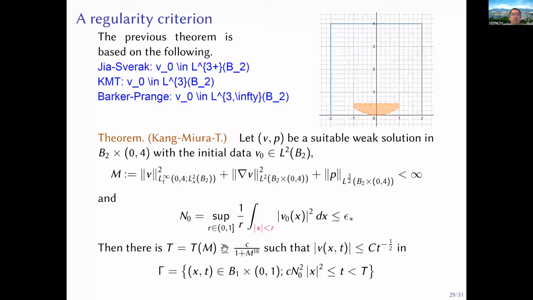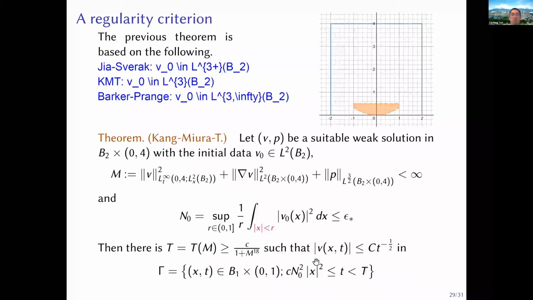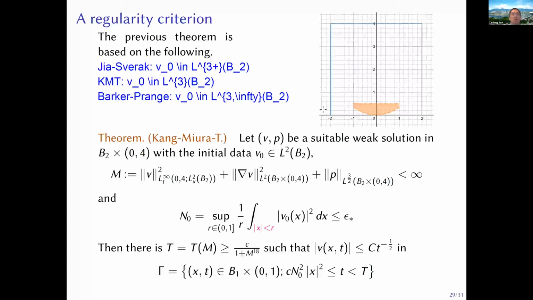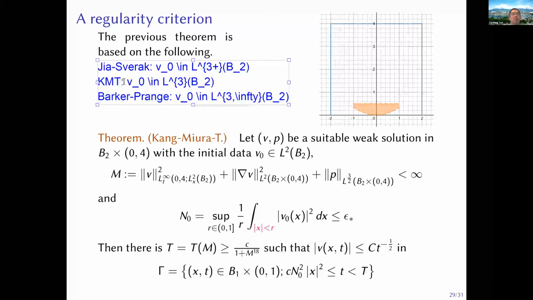is bounded in this region. So it's in this stretchy region. So the lower bound is a paraboloid. The upper bound is a finite time T. And then this is regular, the solution is regular inside here. So again, it's important that this region touches the origin. And it's based, so this similar theory was done earlier, but this condition is different. So it was first done in L3 plus in 4.2 by Giga and Seregin, and extended by ourselves in L3, and by Barker and Prange in L3 weak.